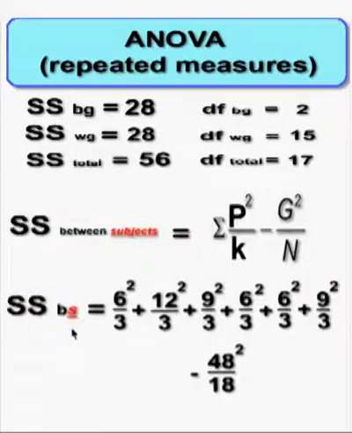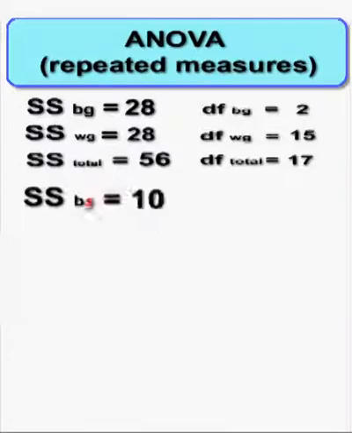Sum of squares between subjects is 6 squared divided by 3, etc., all the way across, just following the formula. And we get a grand total of 10. So our sum of squares between subjects is 10.